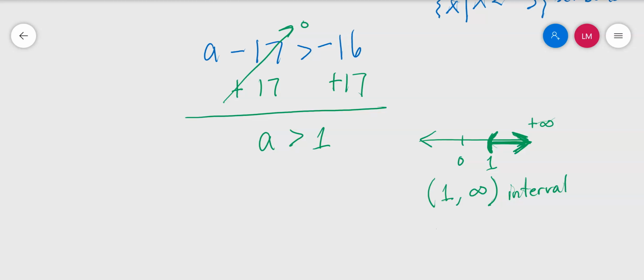And for set builder, we're going to say A, oh, I forgot the squiggly line, A such that A is greater than 1, squiggly line. This is set builder. Okay, so I hope this is all making sense to everybody. Good deal. Okay, let's try another one.